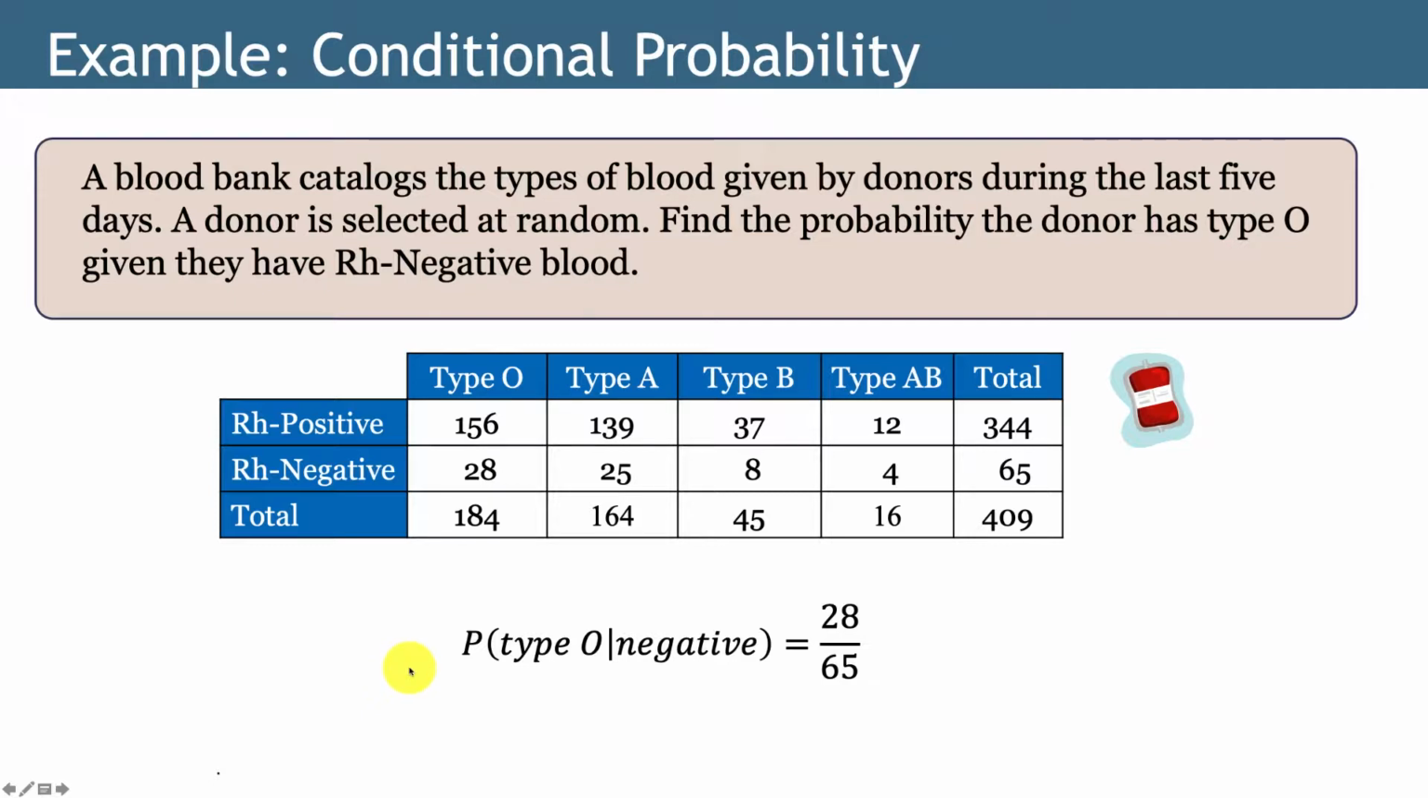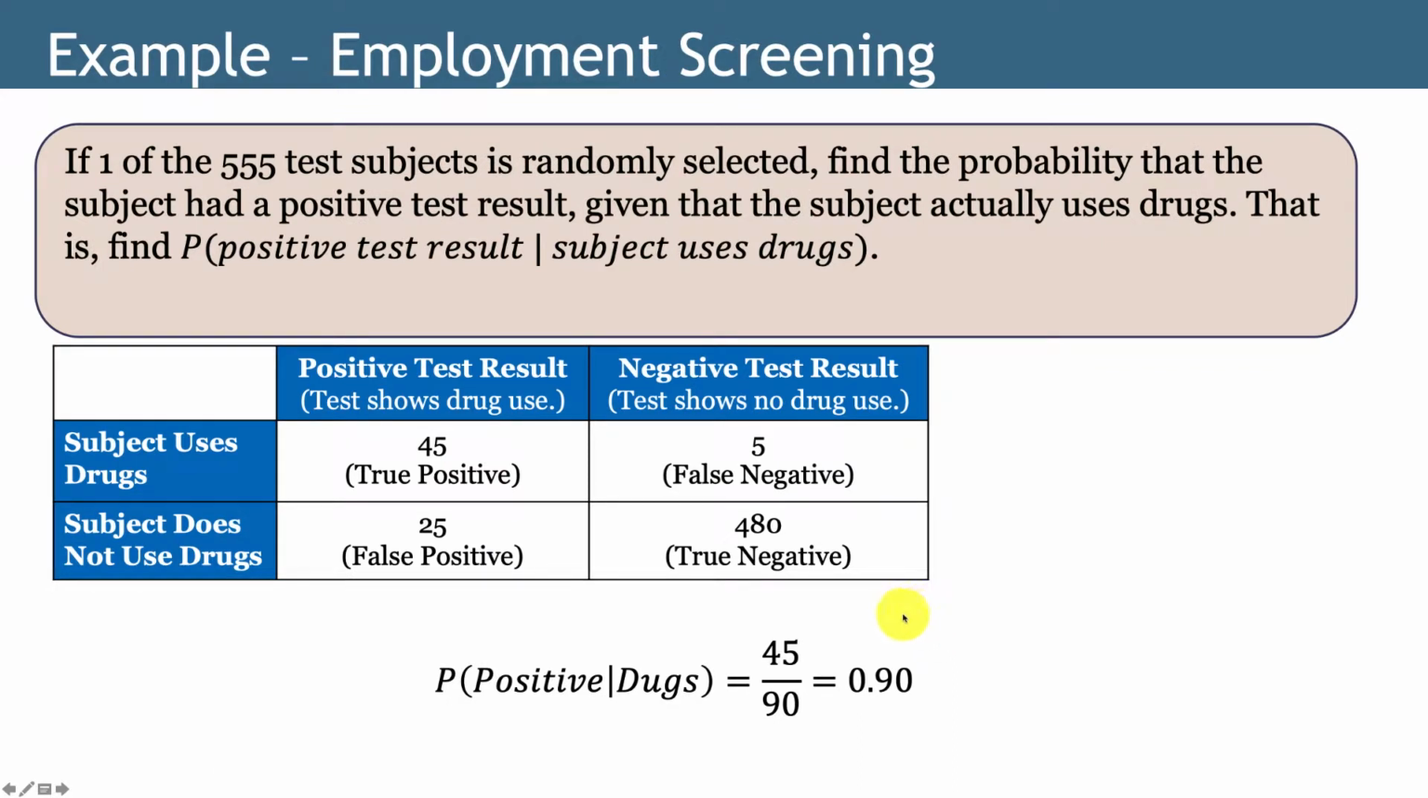Now another example would be blood type. Here's some data about some blood type. And now what is the probability of being type O given that you're negative? Well, given negative, that means we know you're negative. So you have to be one of these people, and therefore one of these 65 total people. Now of those 65, 28 are type O. Therefore your probability is 28 over 65.